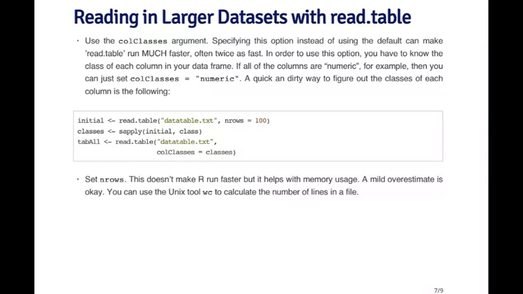The nrows argument is actually very useful too. It doesn't necessarily make R run any faster, but it does help with memory usage. If you can tell R how many rows are going to be read in, then it can calculate the memory that's going to be required and not have to figure it out on the go. Even if you mildly overestimate how many rows there are in the data set, that's okay, because it won't make a difference. It'll still read the correct number of rows.